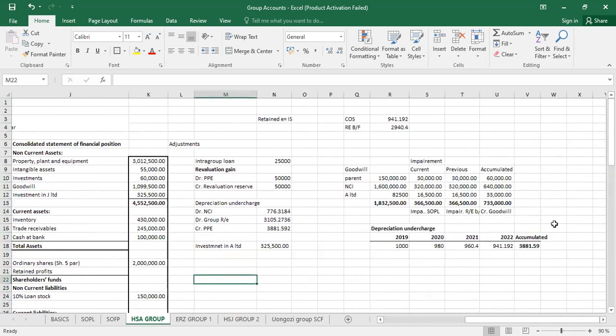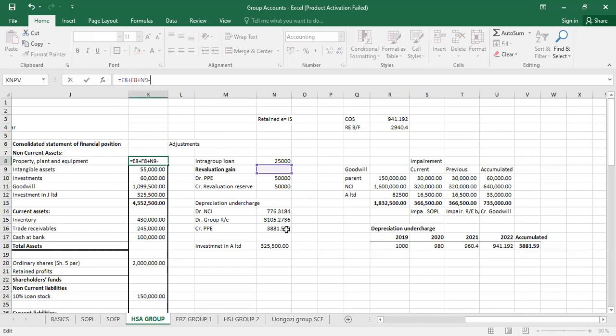So we'll continue. We've talked of the accumulated and I've showed you how the entries are done, isn't it? NCI will go this one, group retained earnings, isn't it? And also PPE we credit. Did we credit PPE? So our PPE, this one was parent plus subsidiary plus revaluation gain N9, isn't it? So you credit this one, so you minus. Then we still continue.